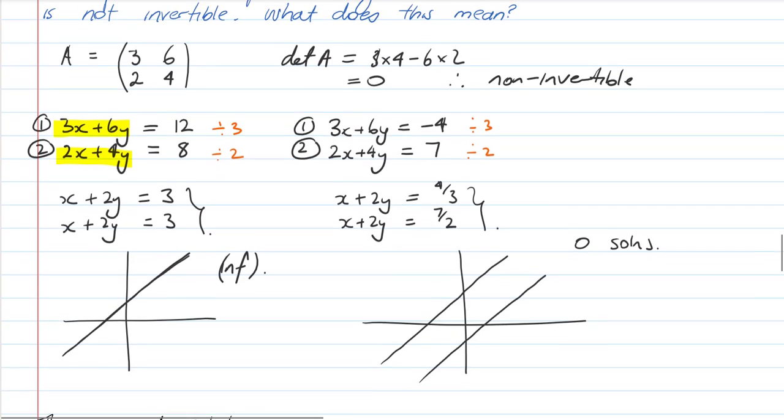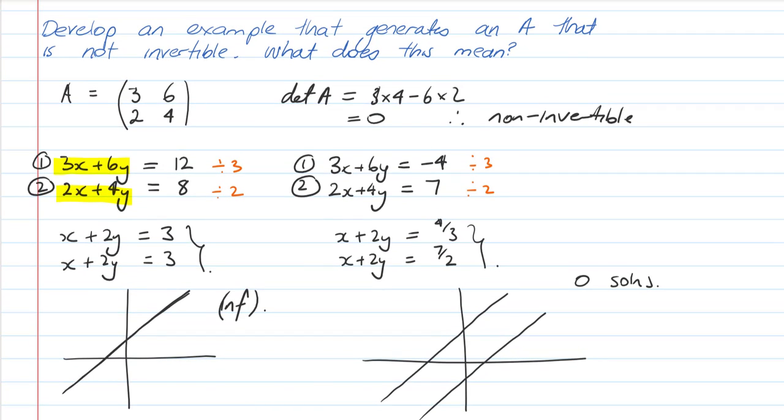So there's two things that can happen when we're dealing with a non-invertible. If we have an invertible matrix, we have a single solution. If we have a non-invertible matrix, then we may have an infinite number of solutions or 0 solutions. And this process will be important later on.